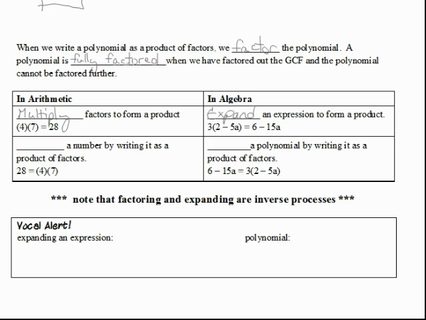And in arithmetic, we factor a number by writing it as a product of factors. 28 equals 4 times 7. So these are opposites, right? And in algebra, we factor a polynomial by writing it as a product of factors. So 6 minus 15a equals 3 times, in brackets, 2 minus 5a. These are opposite or inverse processes. Get this into your head. Okay? You need to know this.